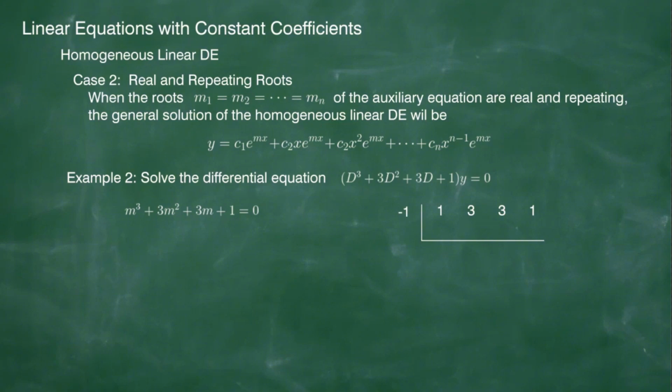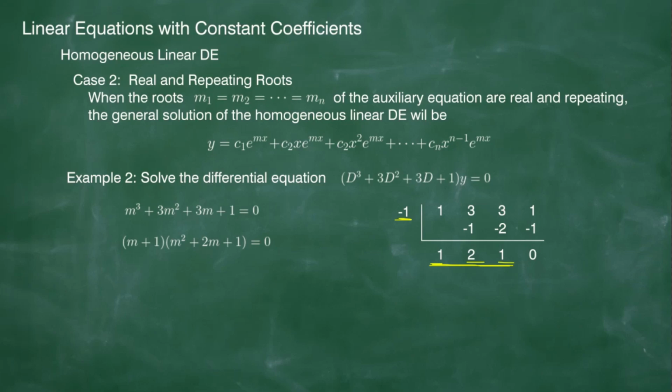So if we bring down 1, times negative 1, we have negative 1 plus 3 should be 2, times negative 1 is negative 2, plus 3 is 1. 1 times negative 1 is negative 1, plus 1 is 0. We now have the factors of the auxiliary equation. We have m plus 1, that is from this root, times m squared plus 2m plus 1. So these are the coefficients: the coefficient of m squared, 2m, plus the constant term 1 equals 0.